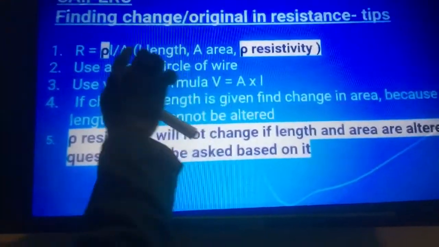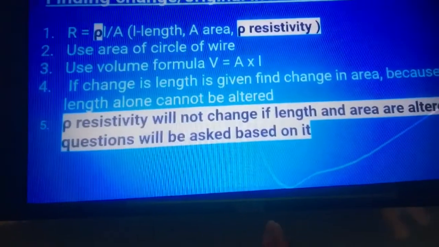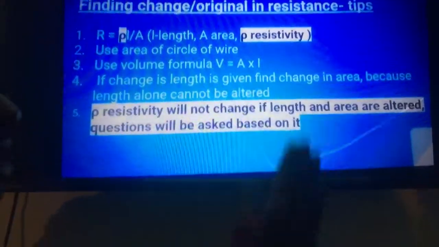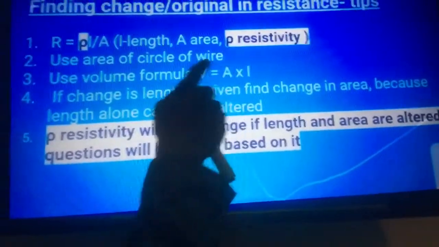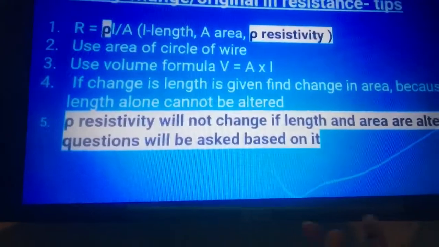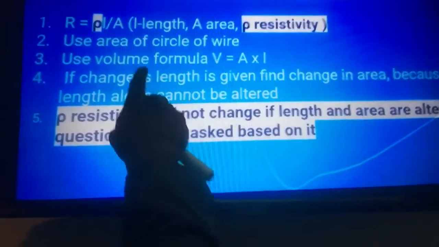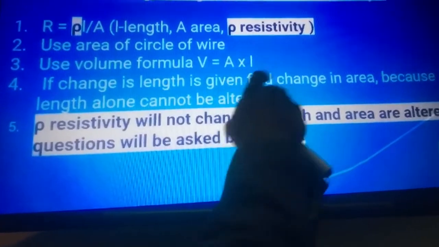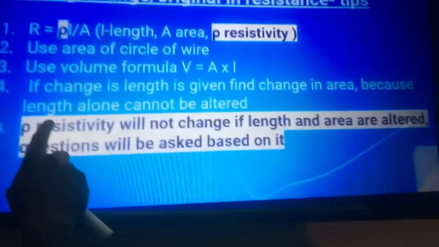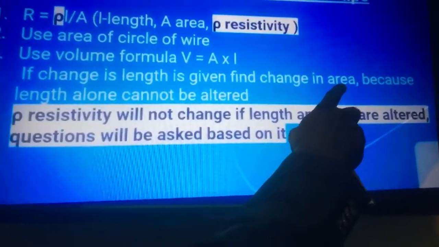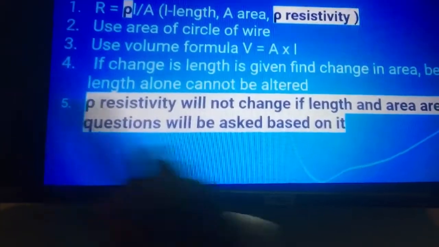Use the area of the circle. If the wire is given, you're going to use the area of the circle formula, which is pi r square, or pi by 4 d square if the diameter is given. If the length is changing, obviously the area is going to change. So you are going to take the volume formula. Volume is area into length. So this is what we are going to use. This is what I told before: if the length is changing, definitely the area will change, so that should be taken into account.